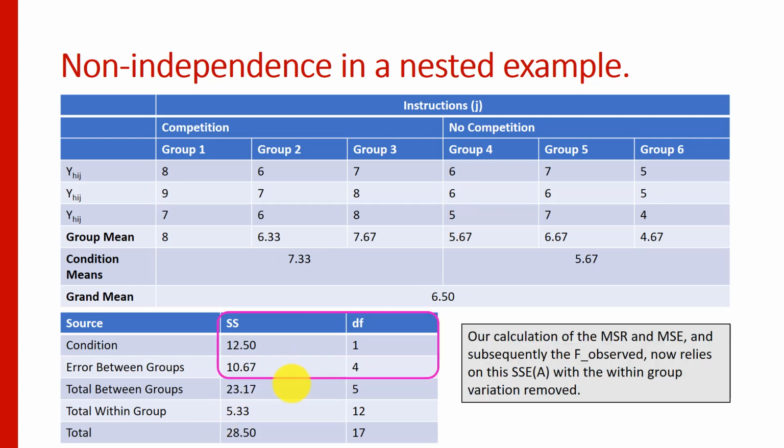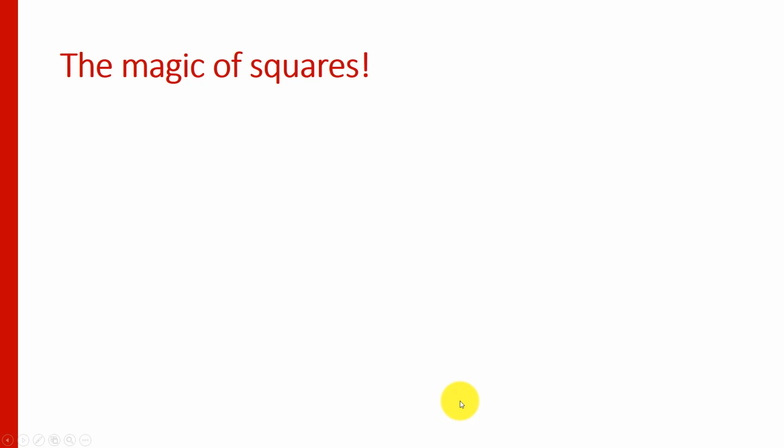So now we have everything that we need in order to calculate the mean squared error reduced and the mean squared error of the error term, which will then allow us to calculate an F observed. We can calculate this F observed fairly because we're not going to have residuals that have statistical dependence, because we've removed that within group variation from our calculation. And this highlights the magic of using sums of squares.